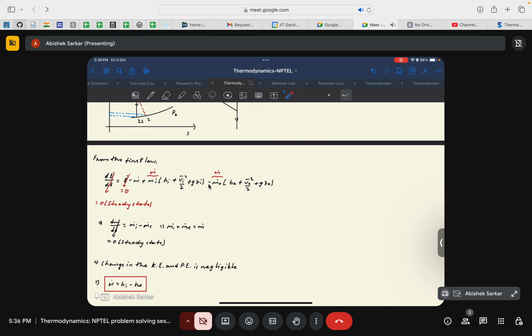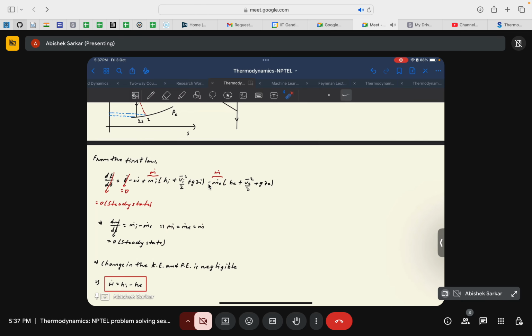I will again try to reiterate. It does not mean that there is no change in the kinetic energy and the potential energy. There might be some changes, but considering the fact that the net change in enthalpy is so much more than the change in the kinetic and the potential energy, we can effectively disregard them. The magnitude of change of the kinetic and potential energy is very low compared to the magnitude of change in the enthalpy. That's why we are disregarding them.